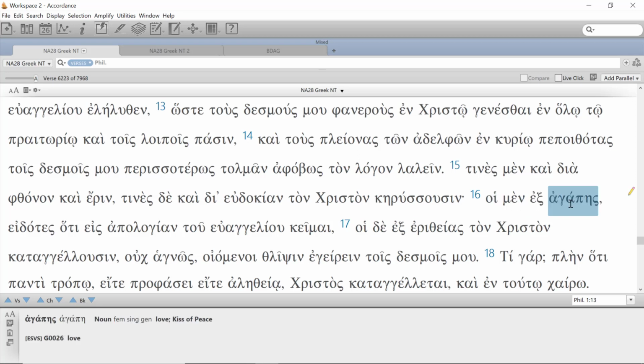So the latter group out of love, knowing that for the defense of the gospel, I am set. The former group out of selfish ambition preach Christ, not sincerely, supposing to raise up affliction to my chains. Apparently, the affliction that the Apostle Paul is talking about here is the fact that some of these people had the right message, but they had the wrong spirit. And that can be harmful in the presentation of the gospel.